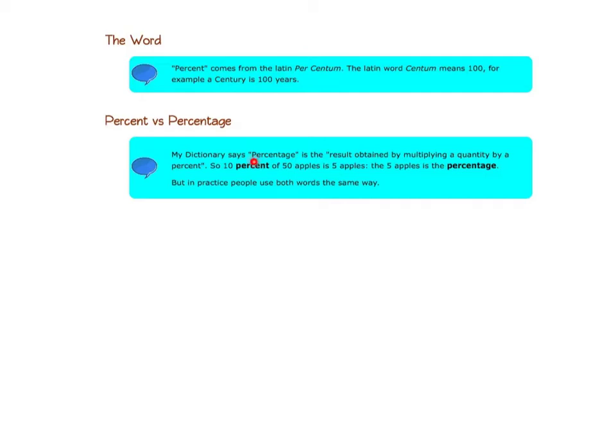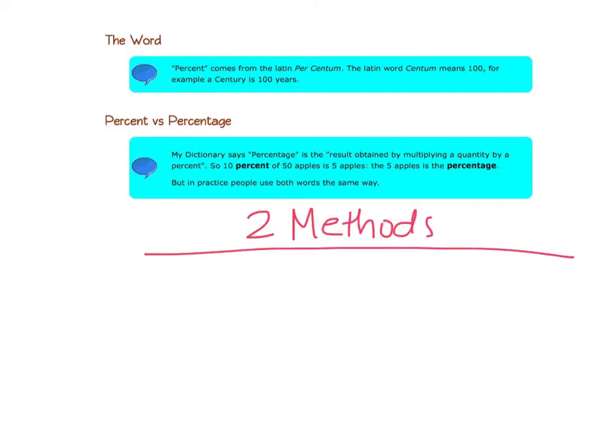In the dictionary it says percentage is the result obtained by multiplying a quantity by a percent. So the percentage is the same thing as the part. And we commonly use percentage and part as the same thing. And there are two methods for dealing with these problems. One is the proportion method, so that'll be familiar from last year and last time. And the other one is the equation method.